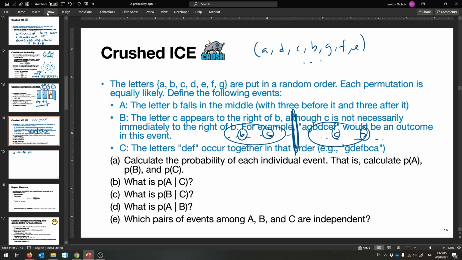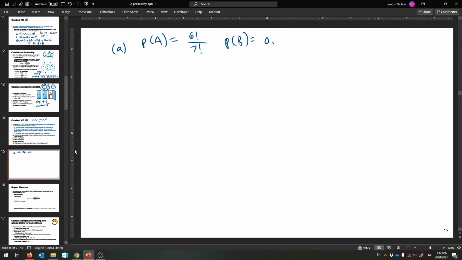So it's actually 50%. 50% of the time this happens. That's a tricky one. So do pat yourself on the back if you're getting any of this. This is 0.5. It's 1/2. P of C now.